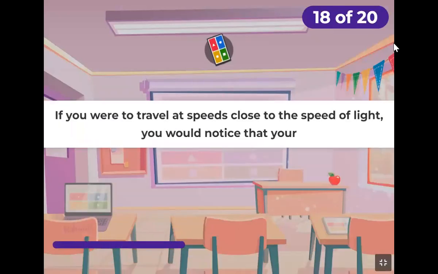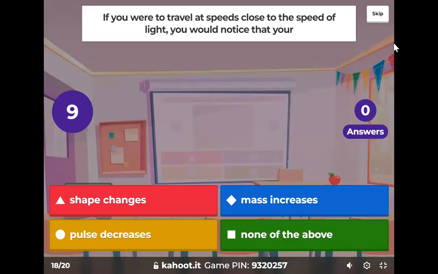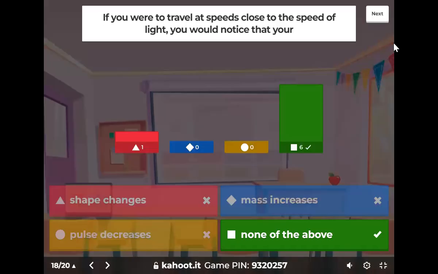If you were to travel at speeds close to the speed of light, you would notice that your... none of the above. You guys got it. Again, if you're along for the ride, you don't notice anything strange about your own locality.